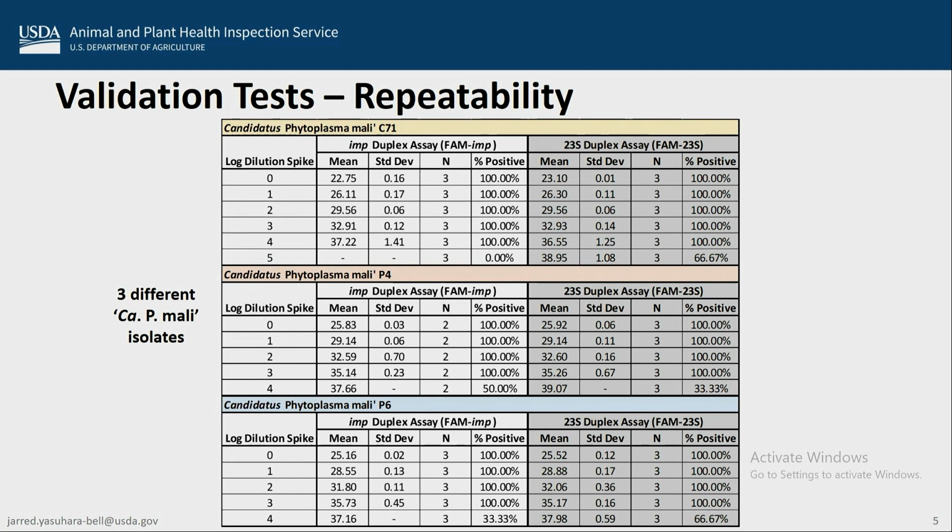So I'm going to throw a lot of data at you, but basically for repeatability, there was good repeatability between replicates as seen by the low standard deviations. As I said, I did a direct comparison between the IMP duplex and our 23S duplex. For each corresponding dilution, you can see very similar CTs throughout all the dilutions, and this trend held true for testing all 3 isolates.